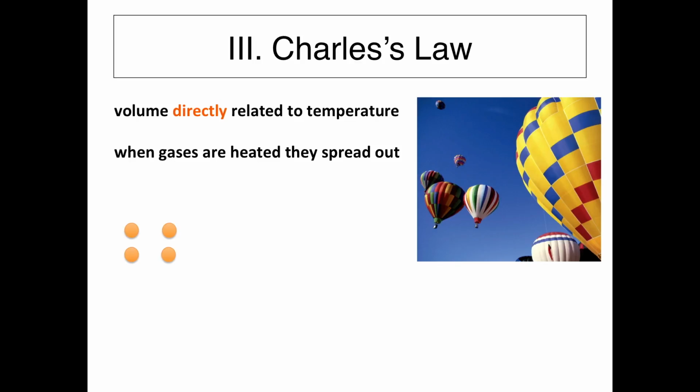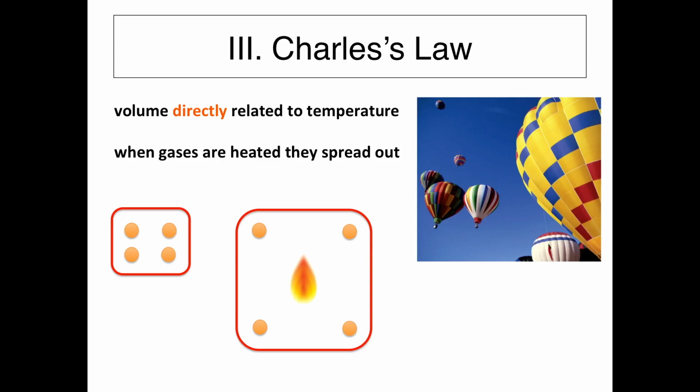Let's imagine here you have four molecules of gas, and we can define its volume by drawing this box around it. Now, if you heat up those molecules, the gas will have more energy, and as they move with more energy, they will move farther away from each other. So if we were to define that volume, it is at a larger volume. See, that is the meaning of a direct relationship. When temperature increases, the volume also increases.